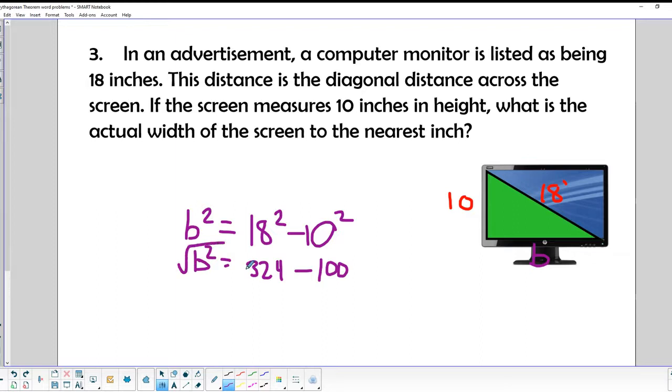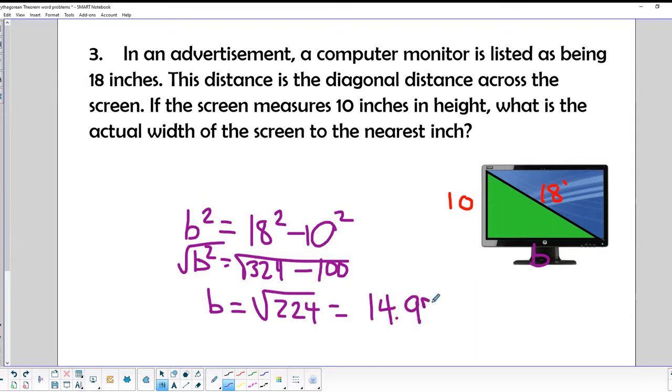So when we take the square root of both sides, we're going to end up with B equals the square root of 224, which equals, and if I get my calculator going, I put in 224 square root, I end up with 14.97. So 14.97 inches, almost 15 inches wide. But remember, from here on out, when you hear that you have an 18-inch monitor or a 36-inch monitor, they're talking about this diagonal distance from one corner down to the other corner.